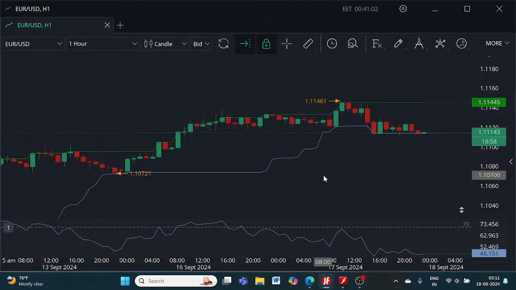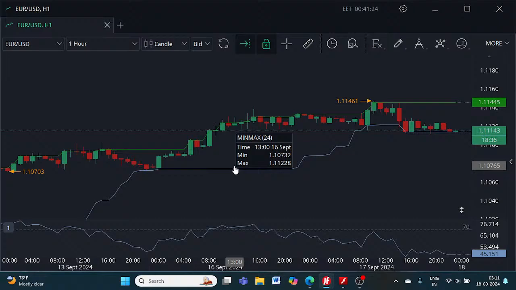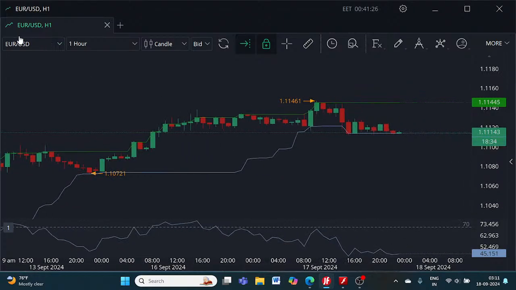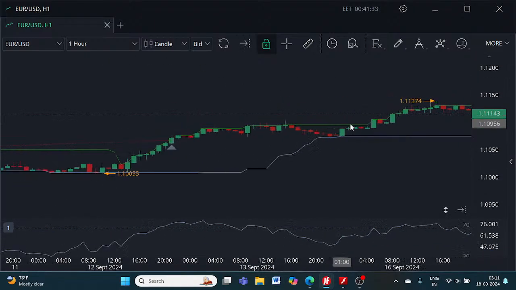There are some possibilities where we can generate some filtering mechanisms to reduce the false signals, and that's what we are trying with the help of this min-max formation. I have plotted the RSI at the bottom of this chart, and we have this min-max plotted along with the EUR/USD chart, which is defined for the candle period of 1 hour.